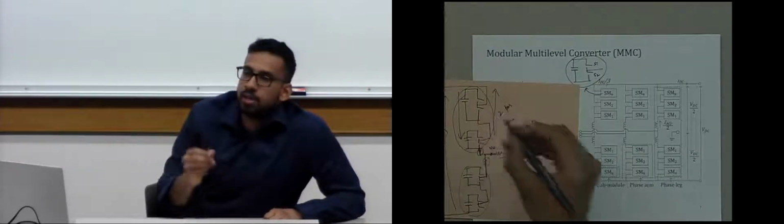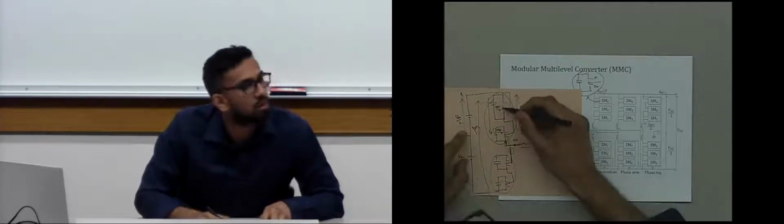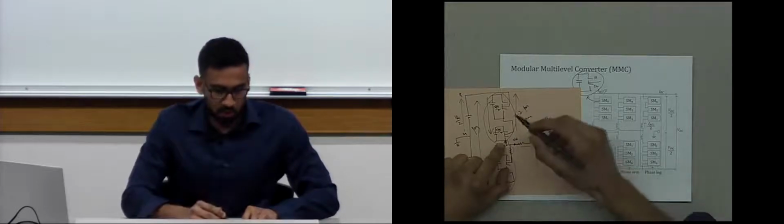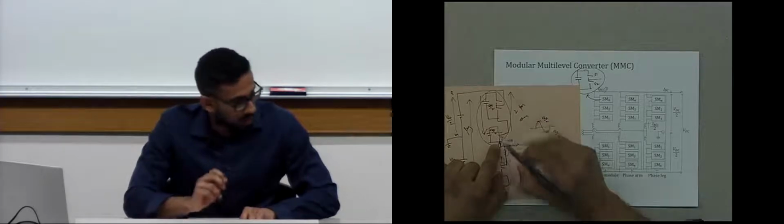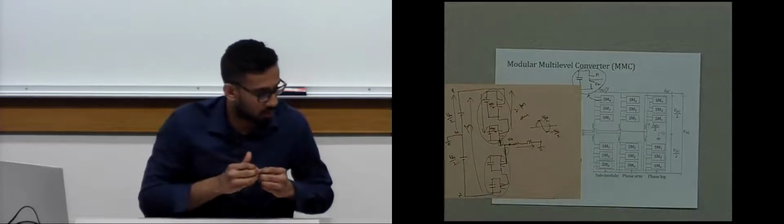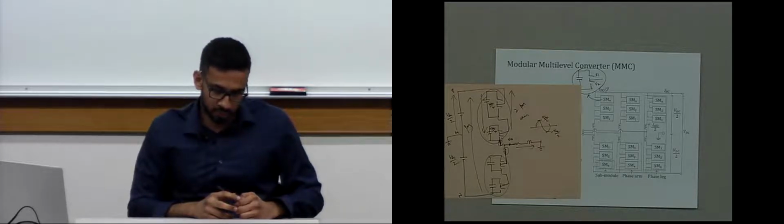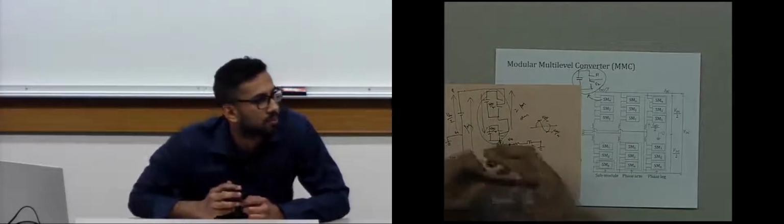Each submodule will be rated for VDC over 2. Do you know why each submodule should be rated for VDC over 2? So suppose both the bottom switches here are on. Maybe I need to talk about the 3 states in which this operates.